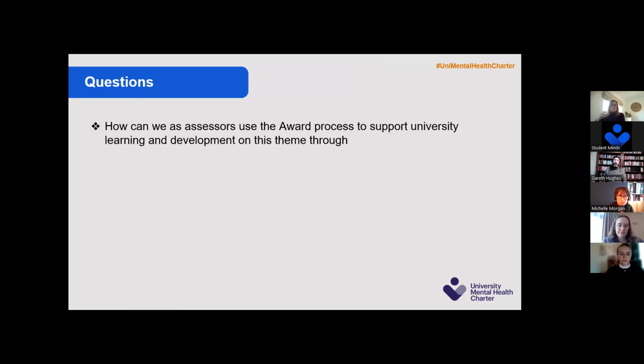So our questions for your work: we're going to go into breakout rooms, and I'm going to ask you to do some work in that breakout room, and then we'll come back and ask you to share that, and we'll have more of a conversation between us as a larger group. First of all, how can we as assessors use the award process to support university development on this theme? And thinking about this in a couple of ways.